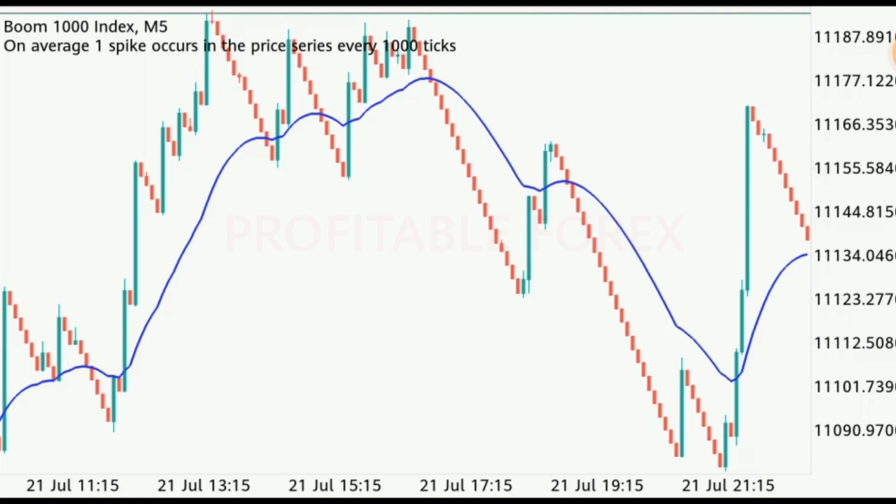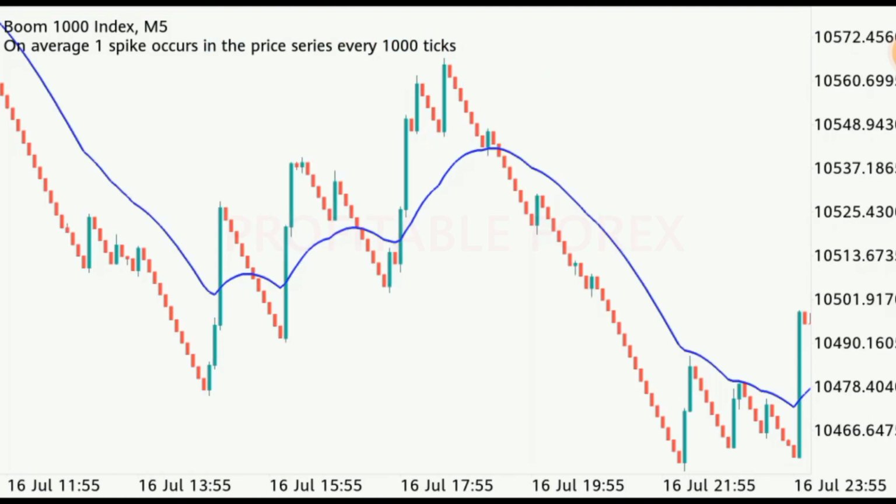So you take just 2 5-minute candlesticks and you close the trade. Here's the trade. Okay, let me show you another trade setup. Okay, so we have another setup here.